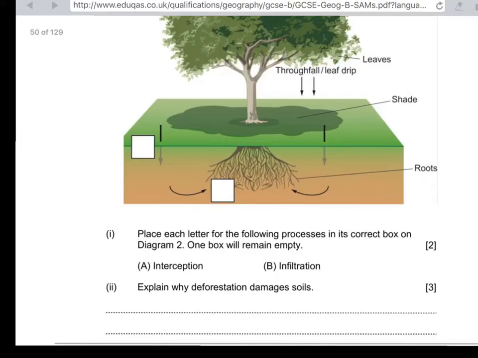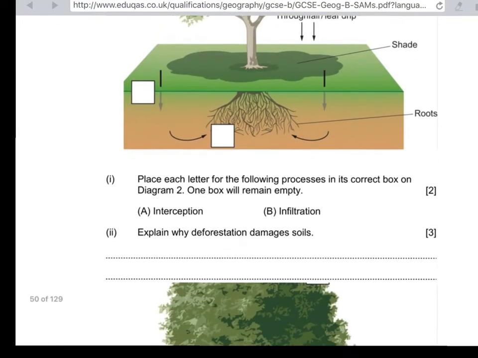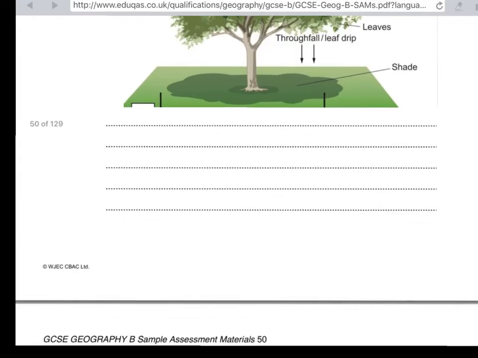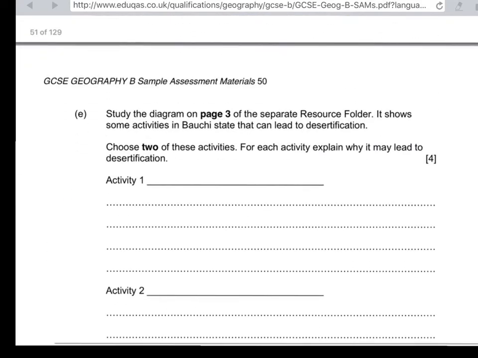Secondly, if you've got leaves and interception, that will stop the rain falling on the ground so quickly and as intensely, and that will reduce surface runoff and soil erosion. And finally, the roots are going to bind the soil together, so again it reduces soil erosion. So again, the clue here, if you look at the diagram, the examiner's trying to help you, believe it or not. Okay. So then we get on to this one.